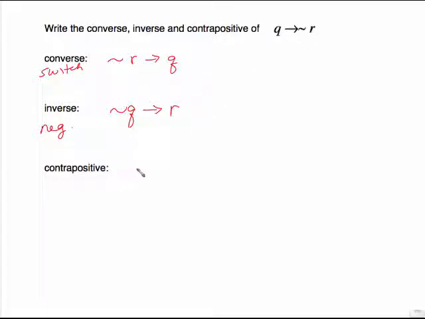The contrapositive is where we switch and negate. So the R is going to come to the front, and it is an R because to negate not R, we take away the not. The Q goes to the back, but it must have the tilde in front.